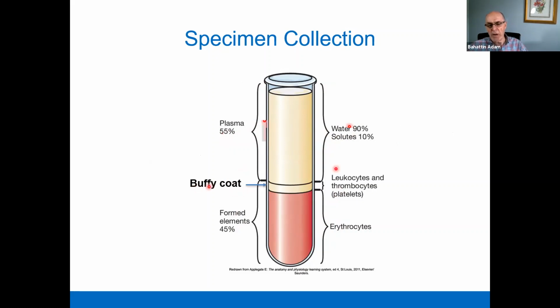Now, the buffy coat, you may not always see with your naked eyes, which consists of leukocytes, thrombocytes, and platelets, okay, and platelets and thrombocytes are the same thing. Okay. However, the most part of the blood cells are erythrocytes, about 99%.